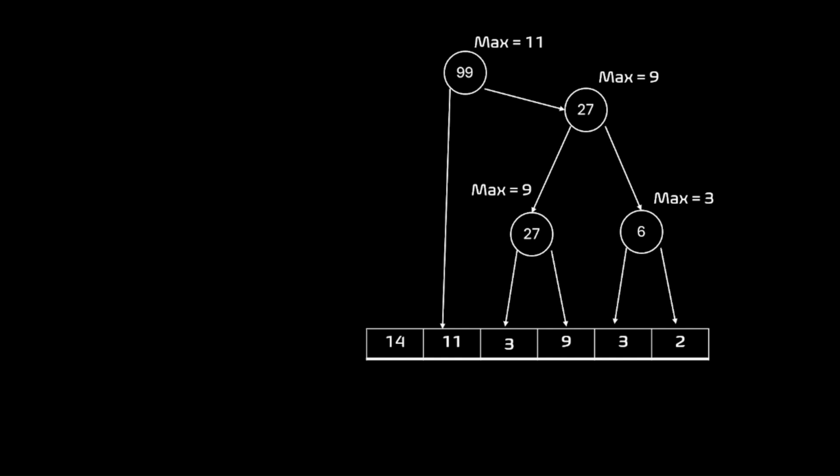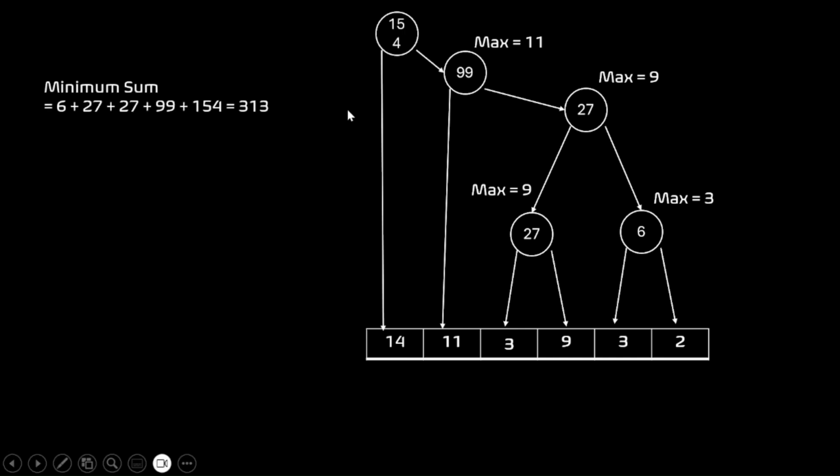And then finally we combine 99 with 14, because that's the last value remaining, and its max value will be 14, and 14 will be multiplied by 11, and the non-leaf node value will be 154. And finally the sum we will get is 313.